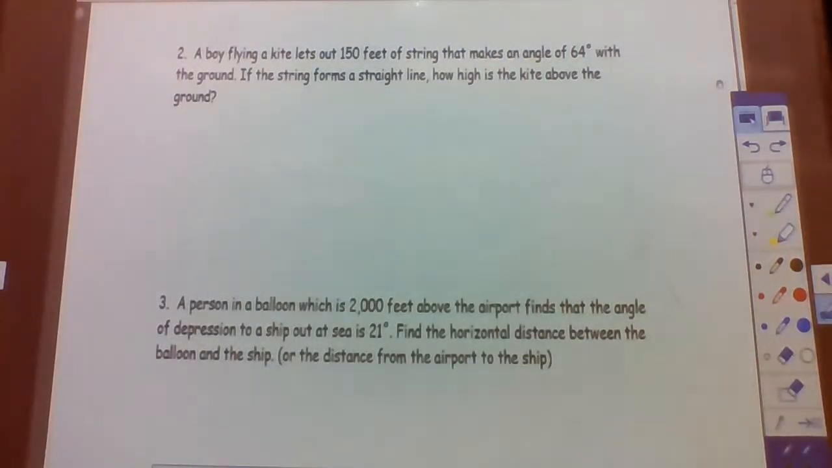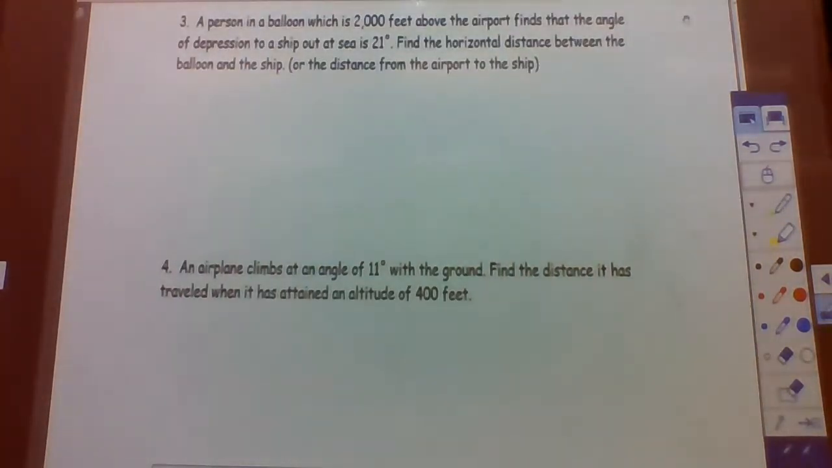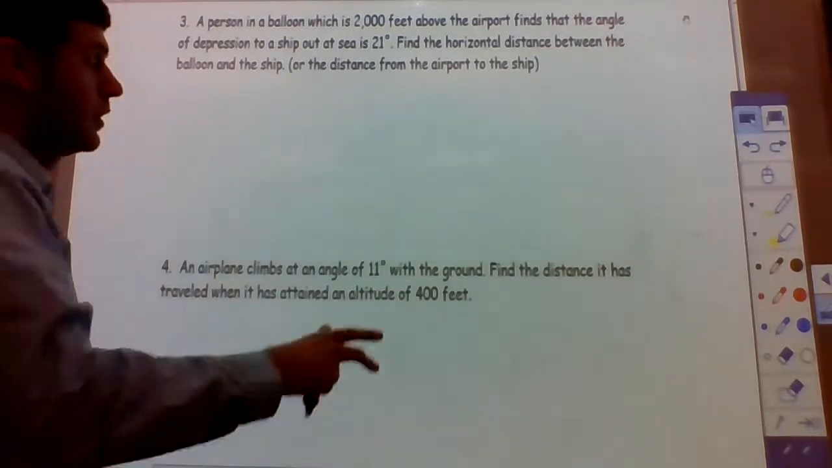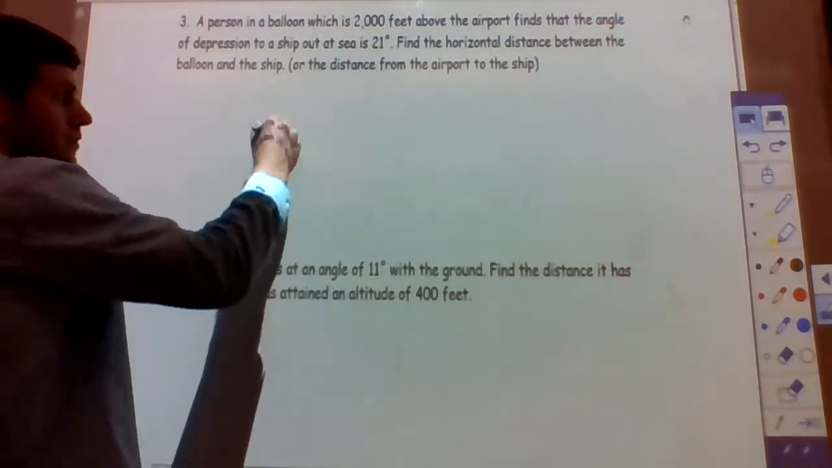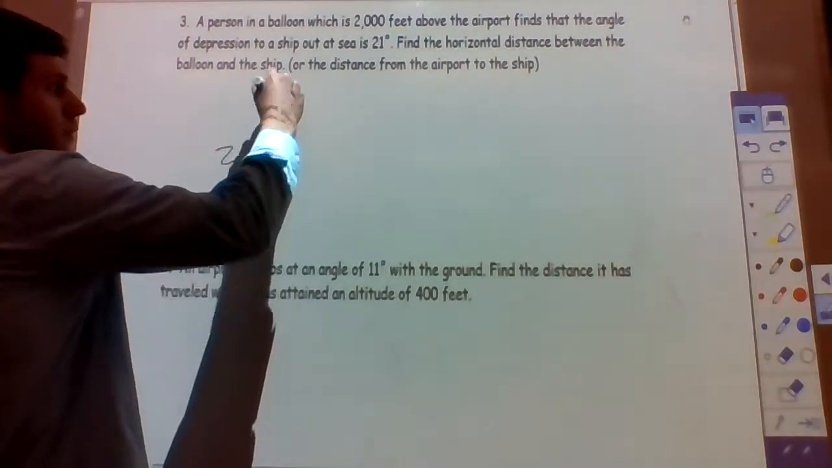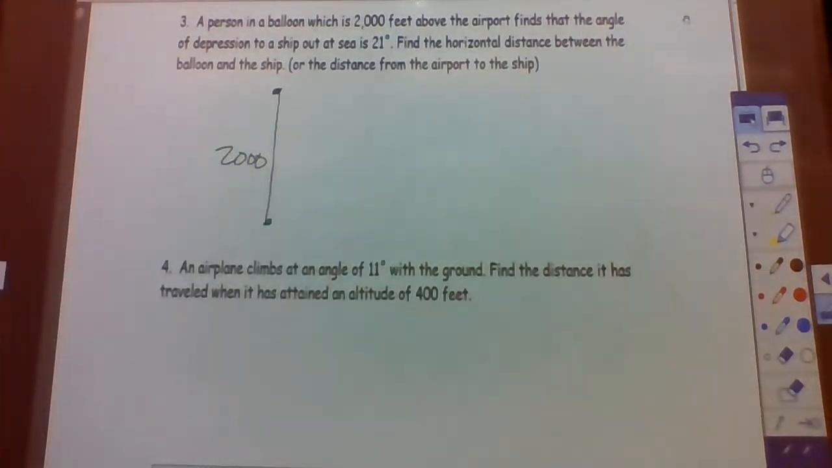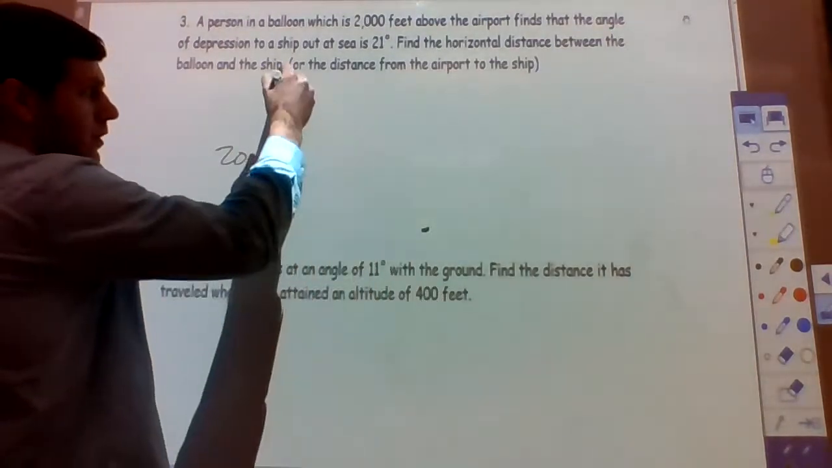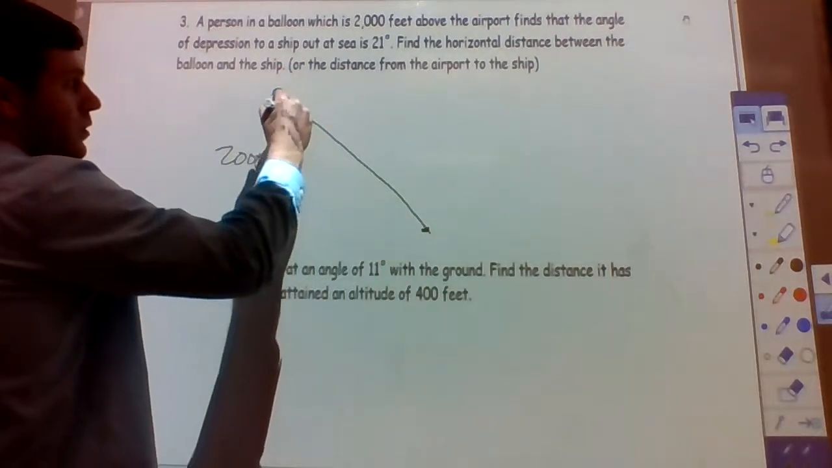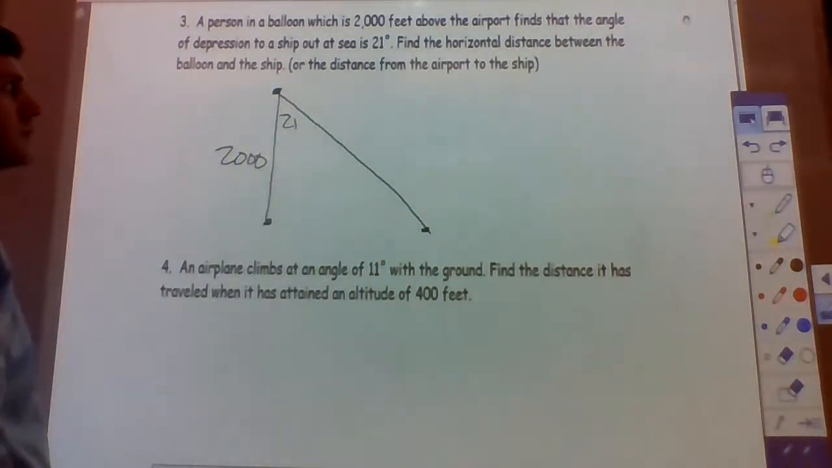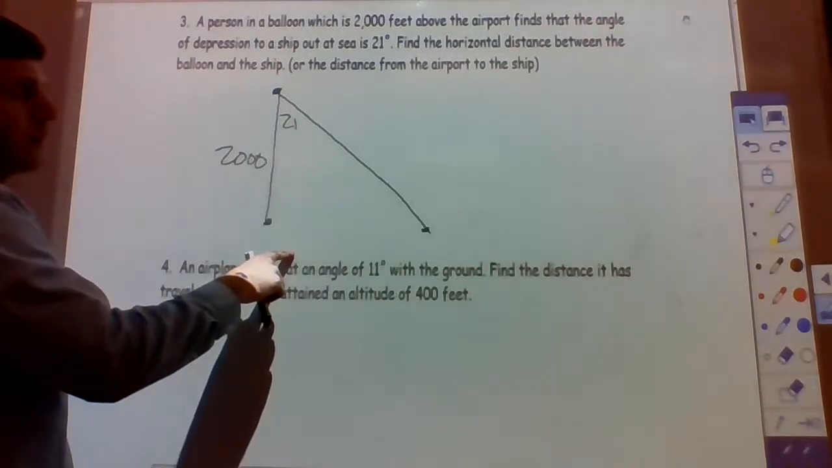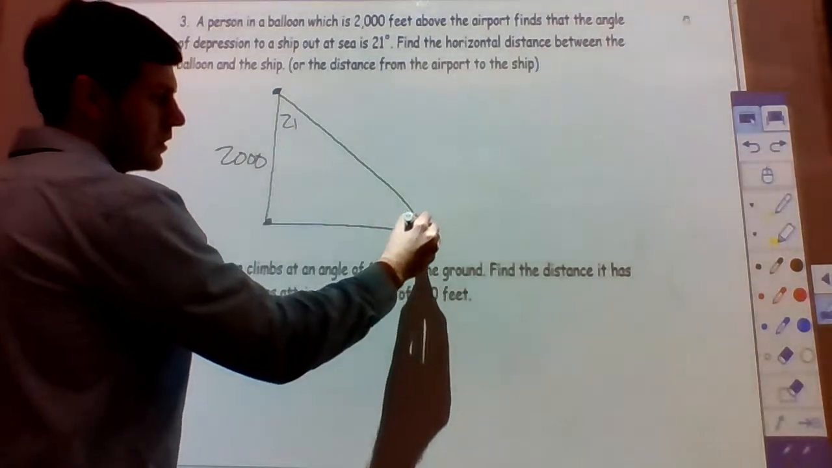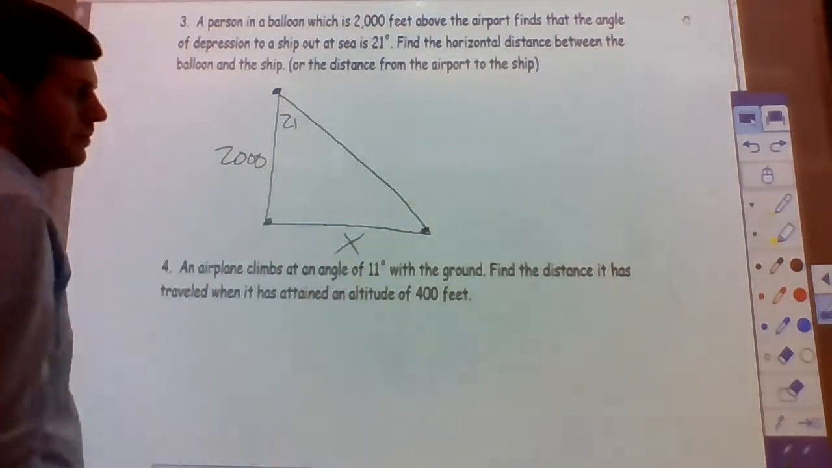Okay, number three, a person in a balloon which is 2,000 feet above. So here's a person, 2,000 feet above is a balloon. So 2,000 feet above the airport finds that the angle of depression to a ship out at sea, so the ship's out at sea, the angle of depression is 21. Find the horizontal distance between the balloon and the ship, or the distance from the airport to the ship. So the horizontal distance here is the distance from the airport to the ship.